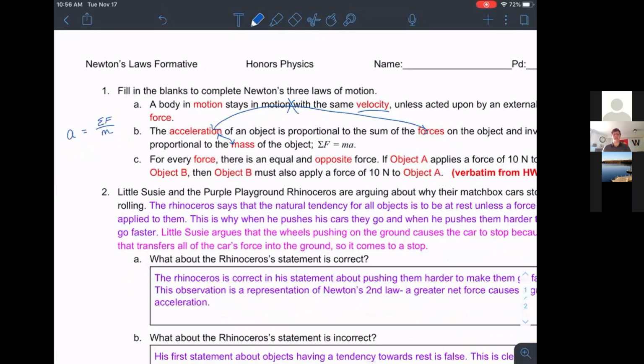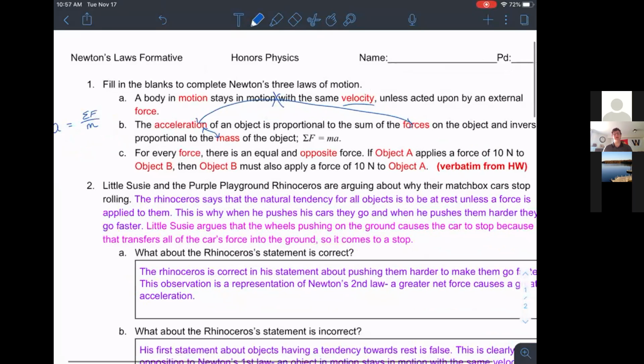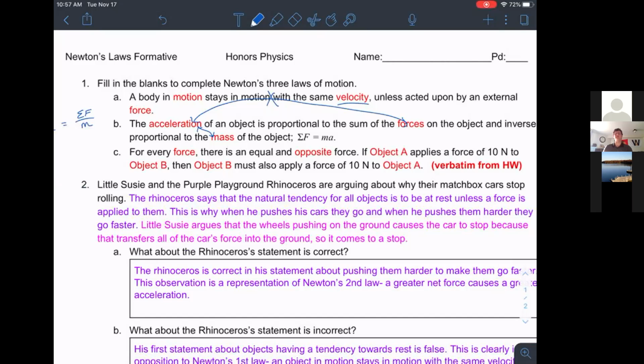And then the last one, Newton's third law: for every force, there's an equal and opposite force. So if object A applies 10 newtons of force to object B, then object B must also apply a force of 10 newtons to object A. So those were Newton's 3 laws.